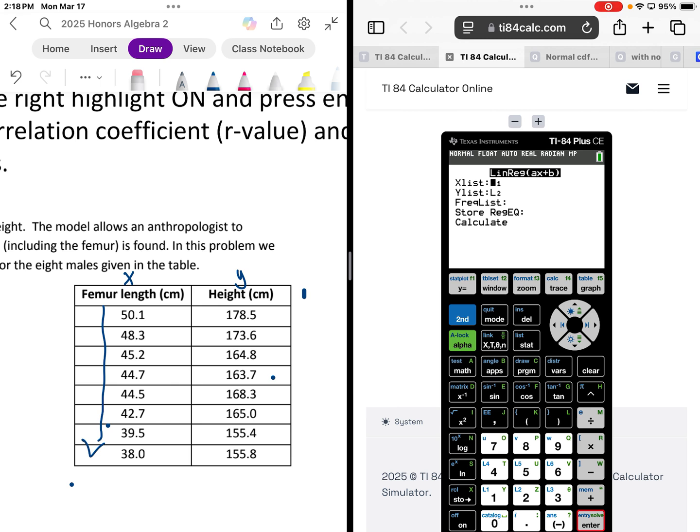And then we got to inform the calculator, well, where's your x variable? Where is your y variable? Well, we have it set up for x, L1 and L2, so we don't have to worry about that. Leave the frequency list blank. Leave it the way it is. We won't get fancy right now, but we can actually tell it to store the equation somewhere if we want to, but we won't worry about that right now. And then I'm going to go down to calculate, hit enter, and voila.